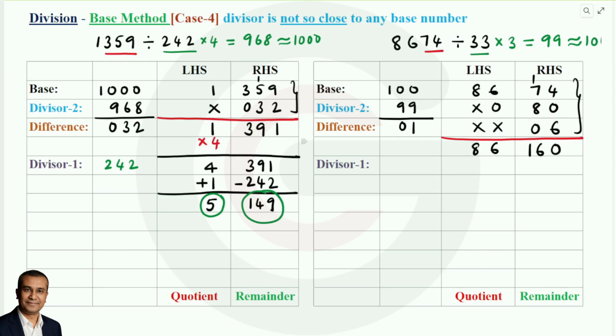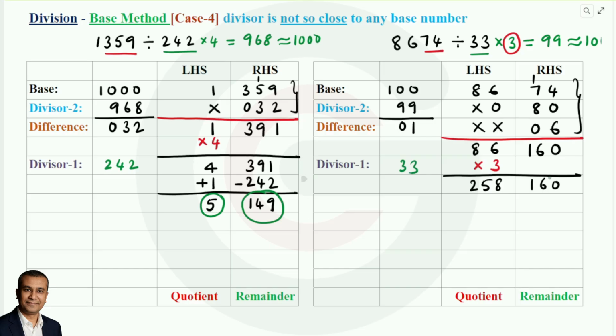So once we have done this, now what we should do? Initially we have multiplied 3 with the divisor. So therefore here also we have to multiply 3 with it, so that would be 86 into 3. We get it as 258. And here we got 160. So here if we divide the dividend 8674 with 99, we get 86 as the quotient. And if we divide the same number with 33, our divisor 1, we get 258 as the quotient. That's the understanding. Now here I'll write our original divisor, that is 33.